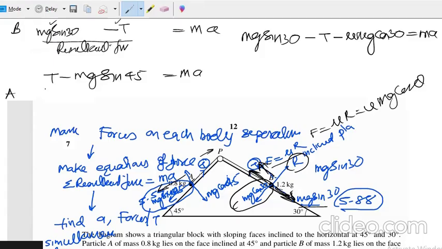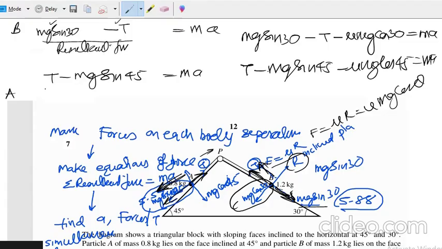And here tension is acting up, friction is acting down, and mg sine theta is acting down. So here it will be T minus mg sine 45 minus mu mg cos 45 is equal to ma. So now the equations have changed. We have two different equations, and he's asking me to find the value of mu. Again the tension is the same, so you can add, but this time you have an unknown mu.